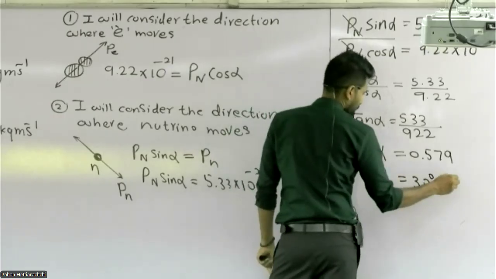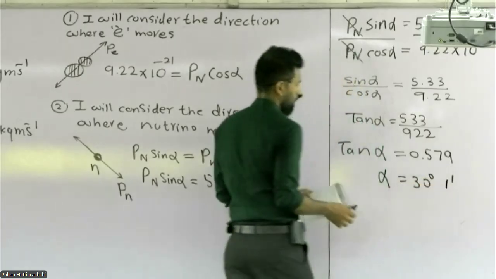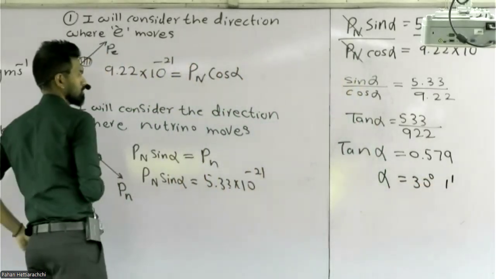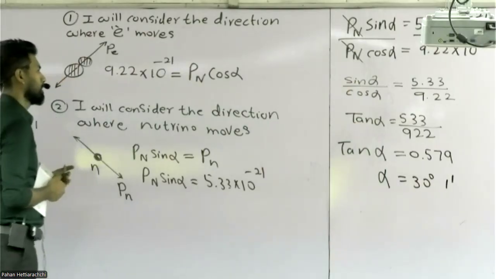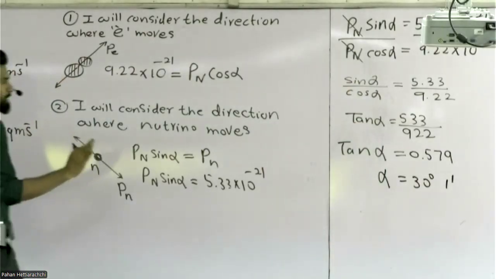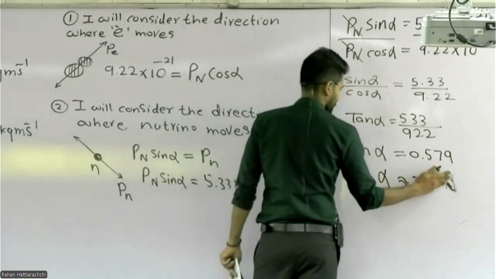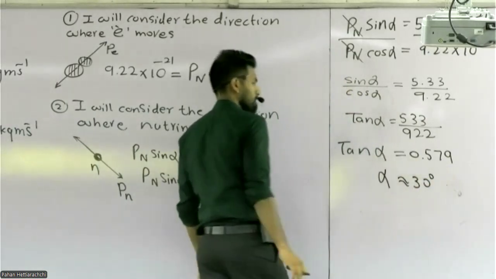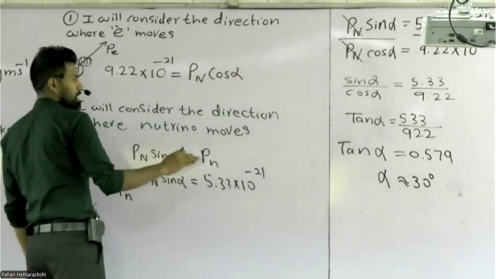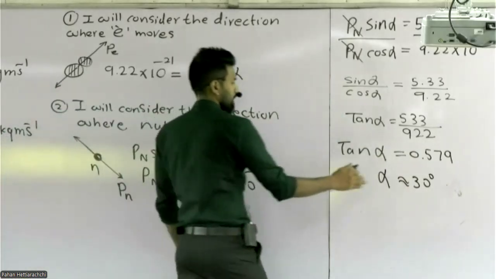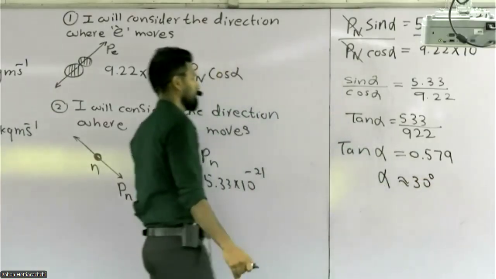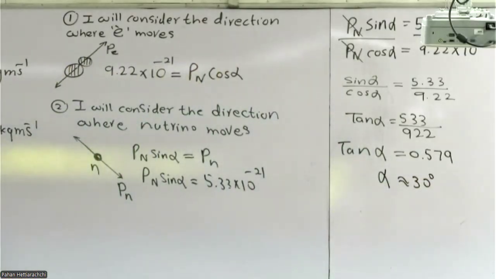30 degrees and 1 arc. Okay. Alpha is equal to, let's assume, a value of 30 degrees. We'll consider this as 30. Alpha is equal to 30 degrees and some arcs. I'm considering it as 30. If alpha is equal to 30, this is the alpha value.